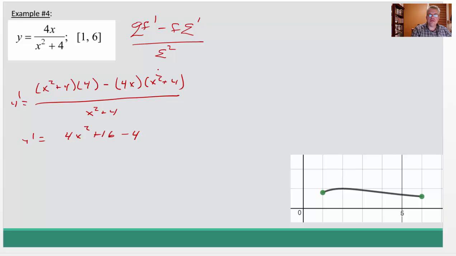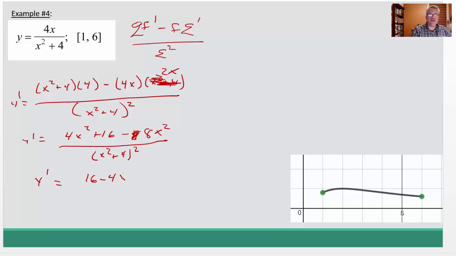Wait, I made a mistake here. For f g prime, this should be 2x. I forgot to take the derivative. So it'd be minus 8. Let's scratch it out. Minus 8x squared, all over x squared plus 4. Wow, I hope you were screaming at home because I really messed that up. That should be squared. So g f prime minus f g prime over g squared. Oh, I think I got it. So y prime would be 16 minus 4x squared over x squared plus 4, squared.